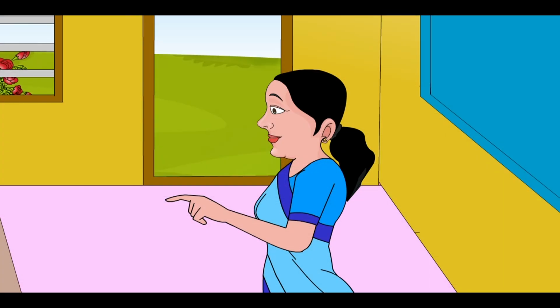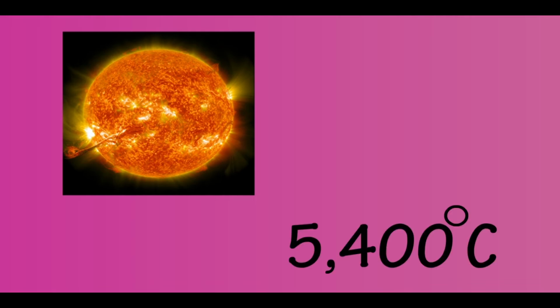The Sun. The Sun is a very big ball of hot gases. It looks big because it is the star that is closest to the Earth. It has its own light and heat. The temperature on the Sun's surface is about 5,400 degrees Celsius.